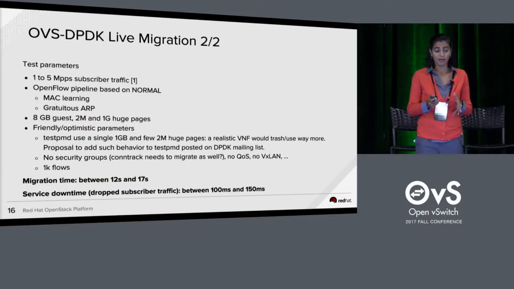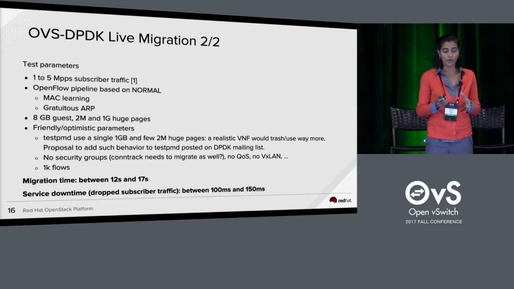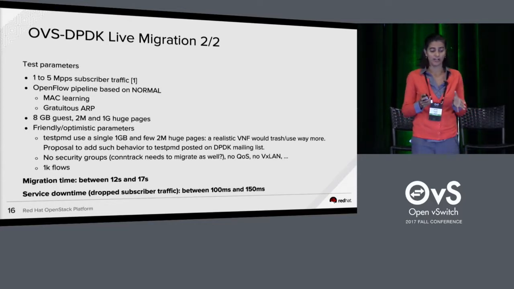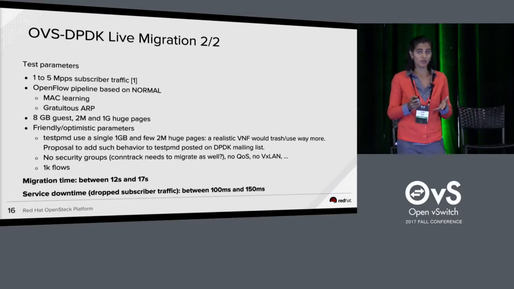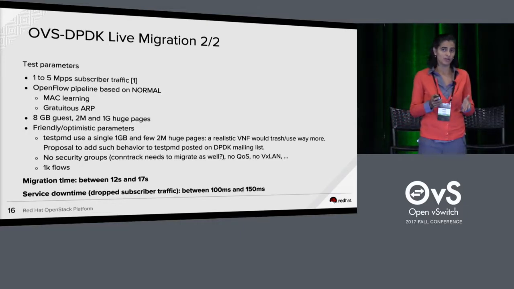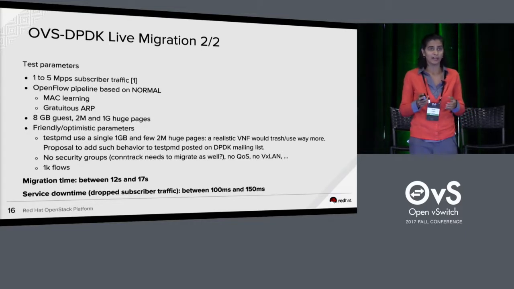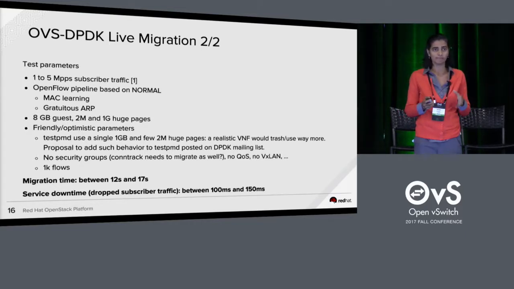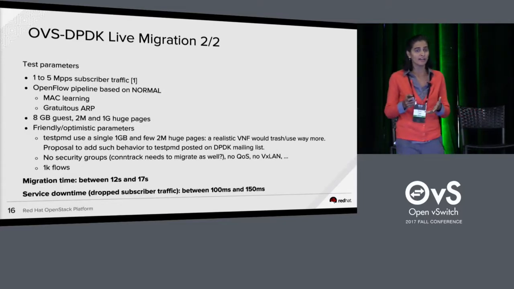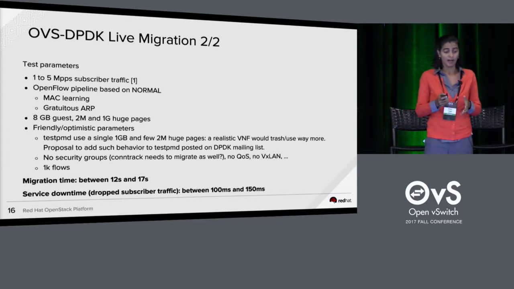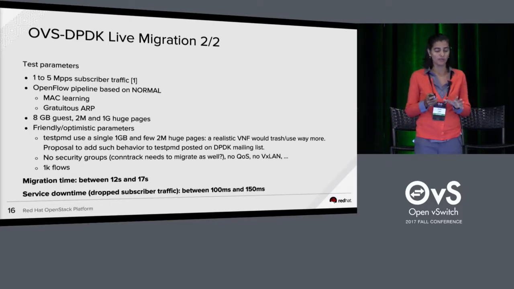So given this, there are some caveats here. The OpenFlow pipeline is normal. MAC learning and gratuitous ARP are turned on. Our guest is a 1 gig guest with just one single 1 gig huge page and a few 2 meg huge pages. So this is not a typical VNF. With a realistic one, you would see a lot more thrashing when this happens, and that's what we're trying to also emulate with testpmd. A request has gone to the mailing list to enable that with testpmd to do a more realistic live migration test. Again, no security groups, no QoS, no VXLAN.